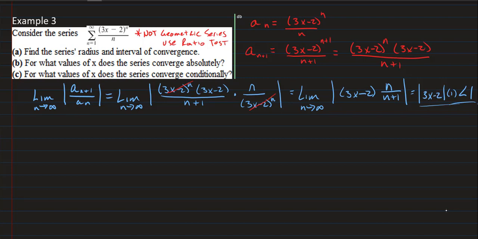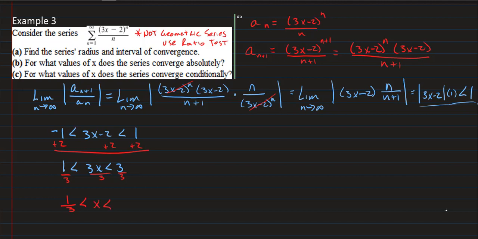All right, so I'm going to set up my compound inequality as -1 is less than 3x minus 2 is less than 1, and then solve this for x. So when I add 2 to all three sections of this compound inequality, I'm going to get 1 is less than 3x is less than 3. And then we divide all three parts by 3, and we get 1/3 is less than x is less than 1. This is where the series converges absolutely.